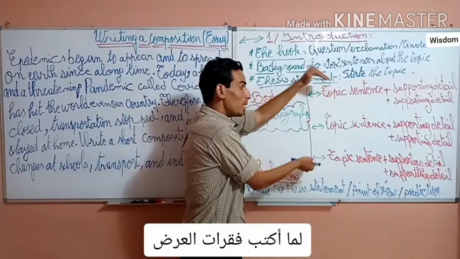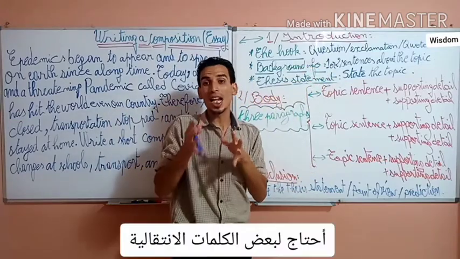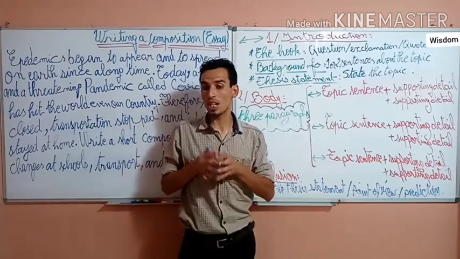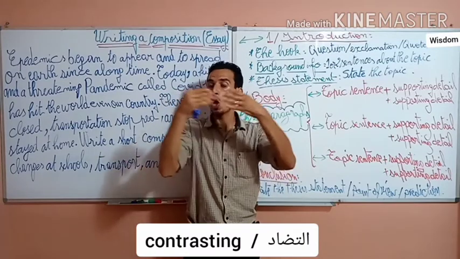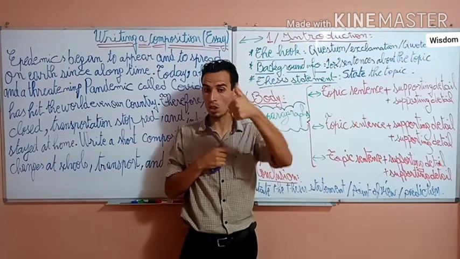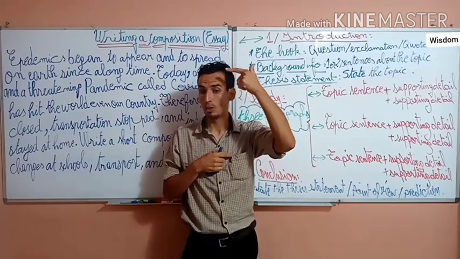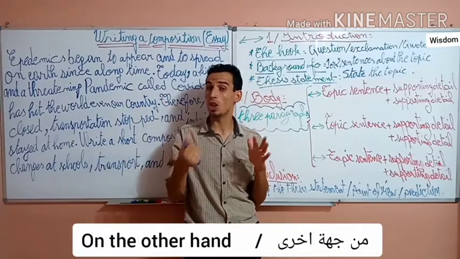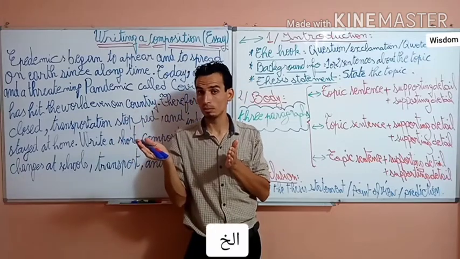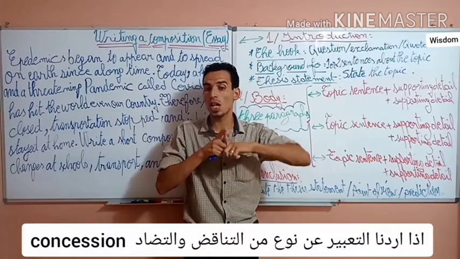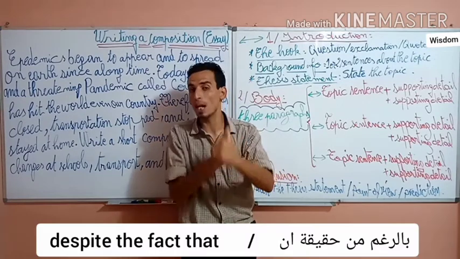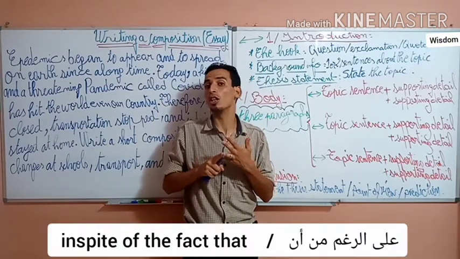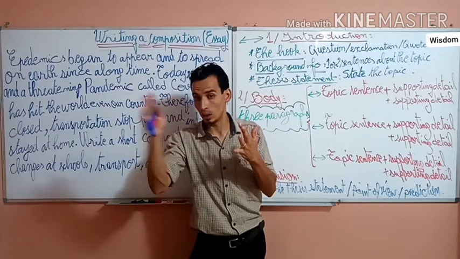When I write my body paragraphs, I need some transitions inside. Some transitions when we want to express contrast, it means two opposed ideas. You can use but, however, and yet, while, whereas, on the other hand, on the one hand, and so on. If we want to express concession, for example, we can use despite the fact that, despite, in spite of the fact that, although, and so on.